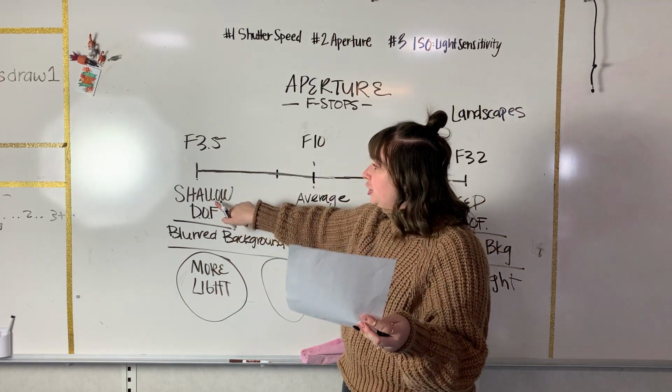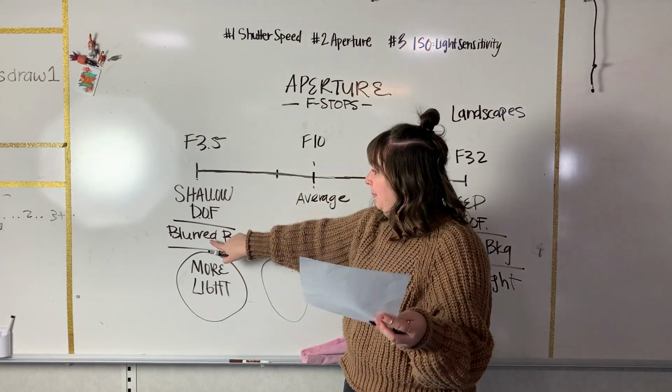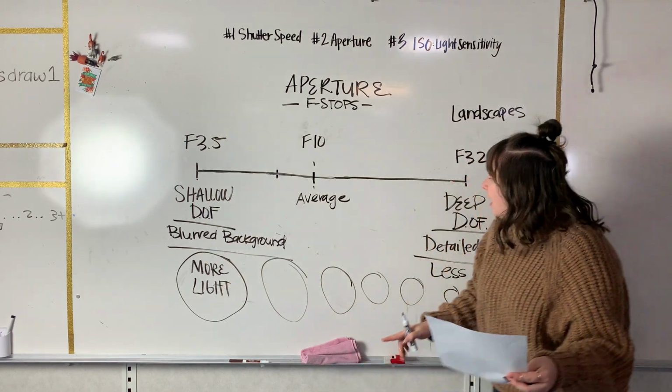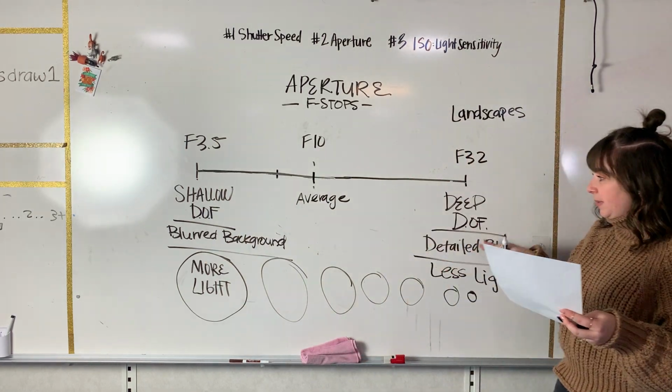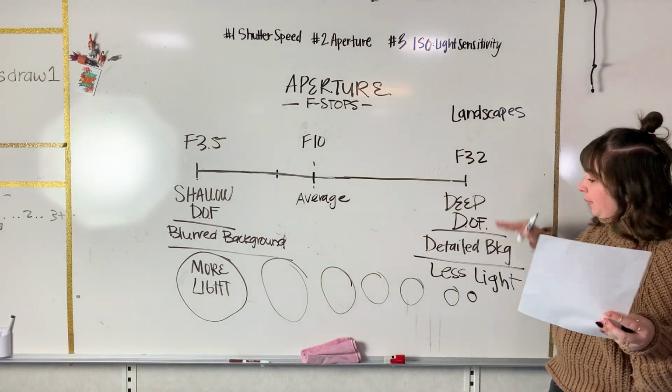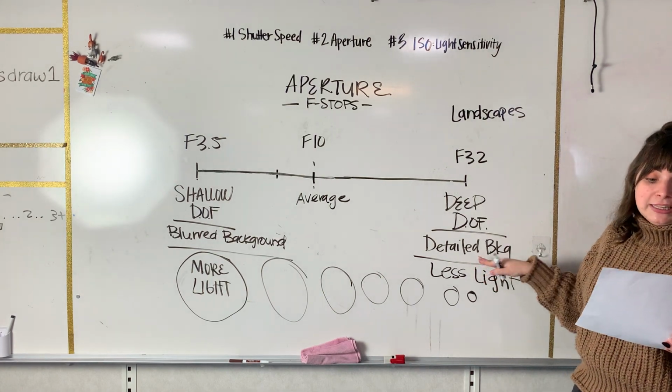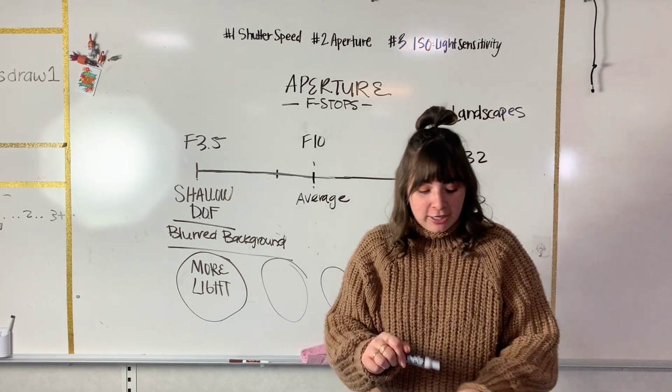F5.6 is a shallow depth of field and a blurred background. F20 is going to be a deep depth of field with a detailed, or a clear, background. Awesome, that's aperture.